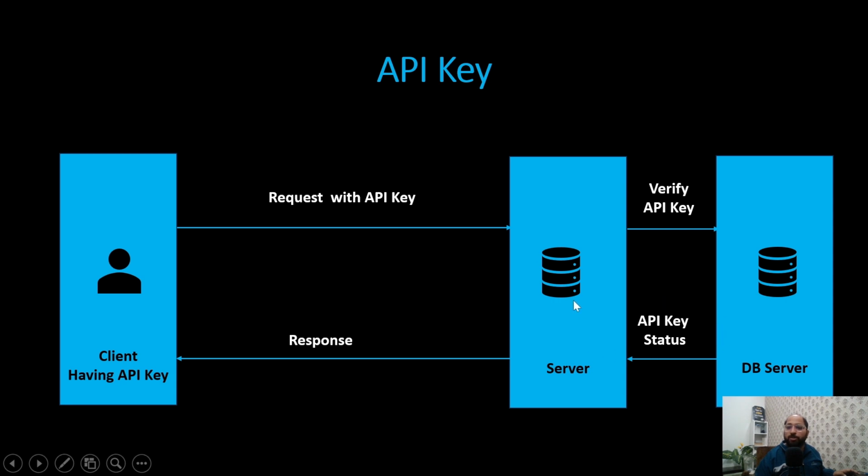It will send back the response to the downstream server, and this downstream server will then process the request based on the status of this API key. If it is valid, it will process the request. If it is invalid, it won't process the request and will simply give the error status code. If it is valid, then it will give the positive response and we will be able to get the actual response.